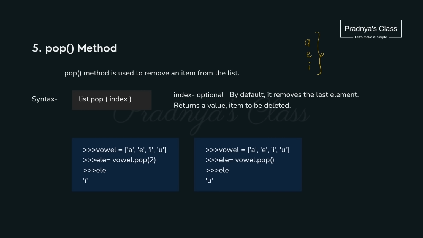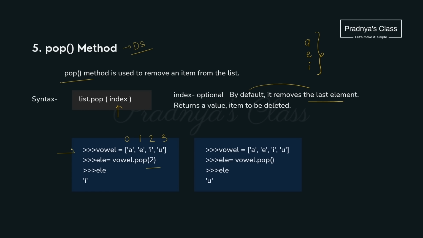Now let's check out how to delete. For that, we can use the pop method. This also you need to keep in mind because we will be using it in the data structure stack. By default, it removes the last item, but if you provide the index, the specified element will get deleted. In this example, we are trying to delete the item which is at index 2.